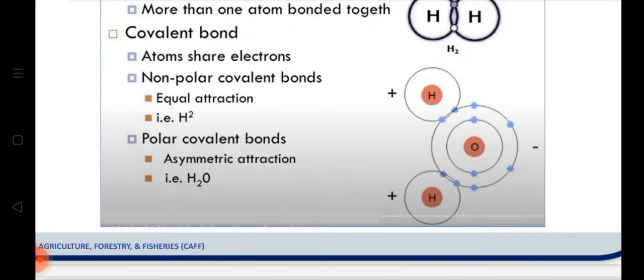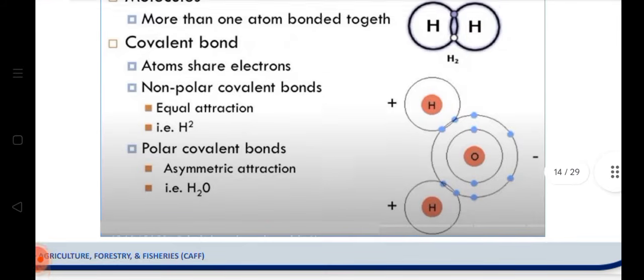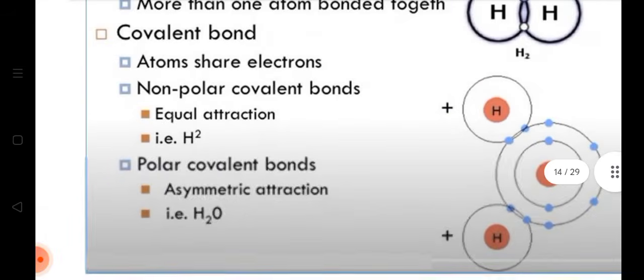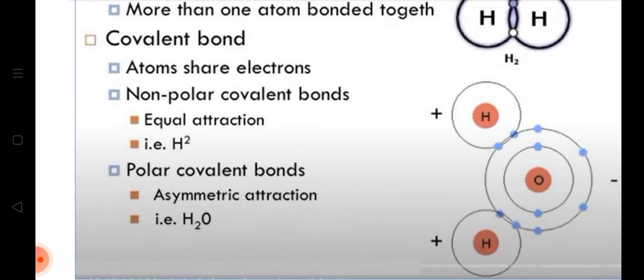For example, we have chlorine gas, or two atoms of Cl. This means that two identical chlorine atoms share electrons equally. So just like our hydrogen atoms, they share electrons equally. So when we say nonpolar covalent bonds, please remember this keyword: equal sharing of electrons.